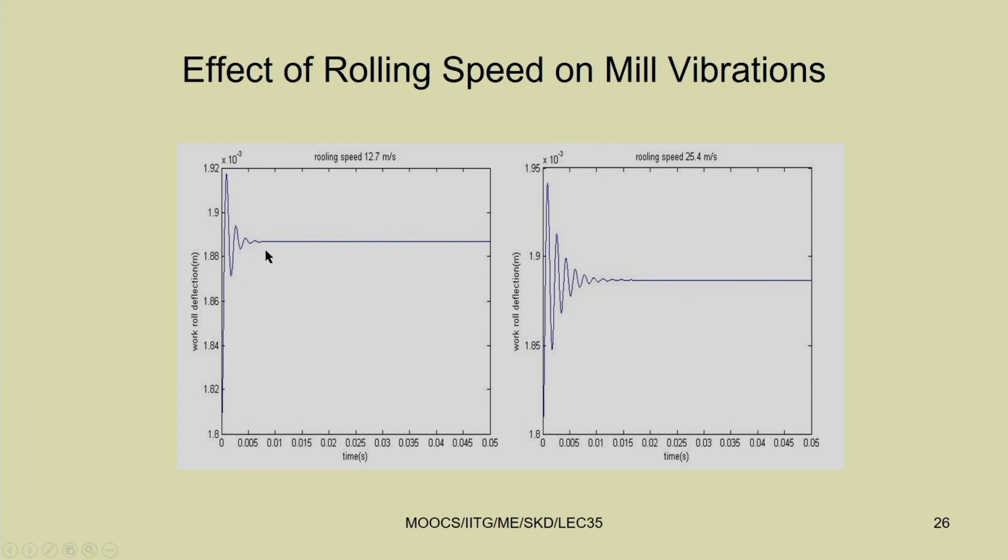In the initial position you can see there is some vibration, and after some time it settles down. In this case the speed is 12.7 meter per second, and it settles down at 0.01 second. But if the speed is increased to 25.5, you can see the amplitude is also increased and the settling time is also increased. So it has a greater settling time, and there will be some chatter mark on the tool.